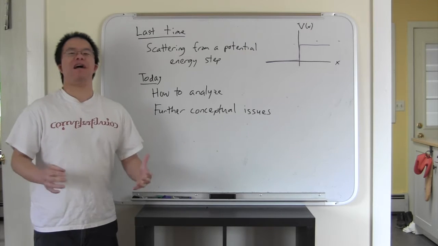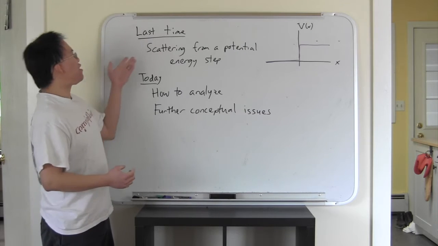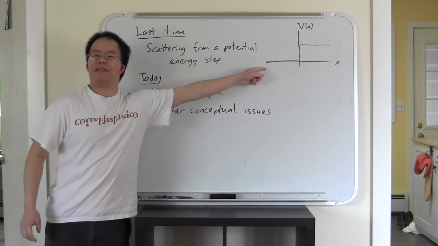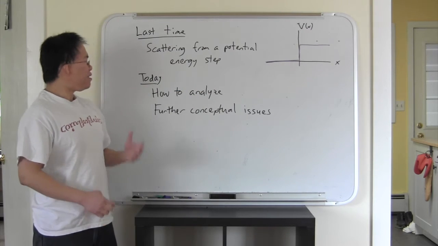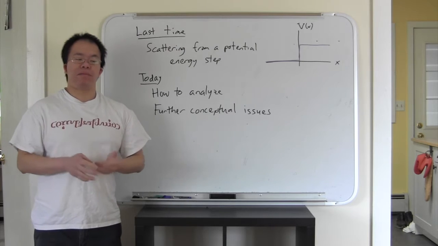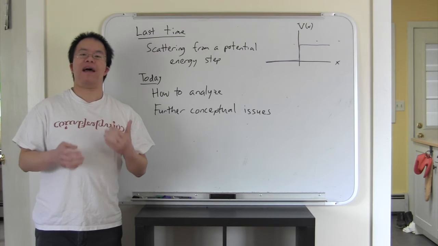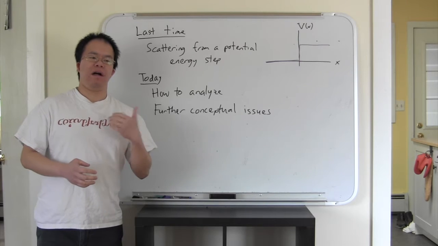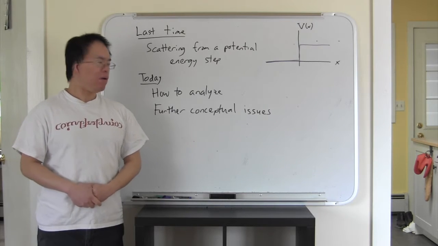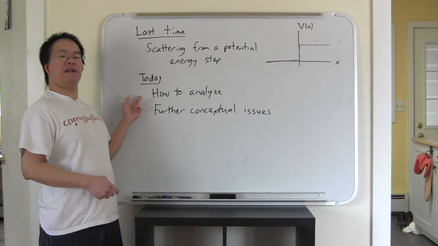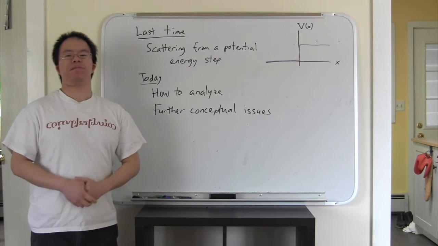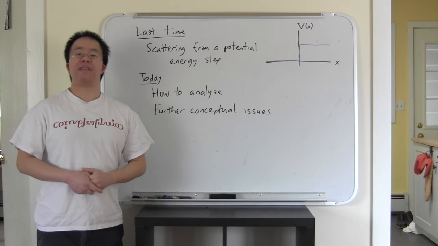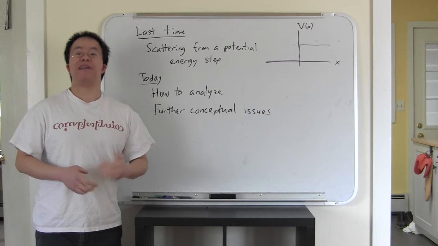So last time we began our discussion of scattering from a potential energy step, something that looks like this. Today we will look a little bit more at how to analyze that mathematically. Some of the details I will postpone to a bonus video, but we'll talk a little bit about the analysis and we'll further explore some of the conceptual issues that arise when thinking about scattering states.